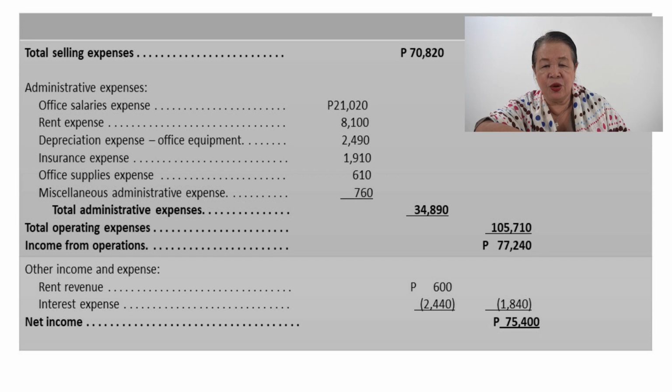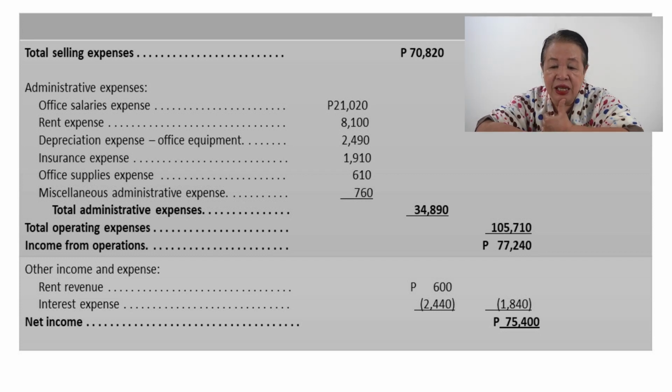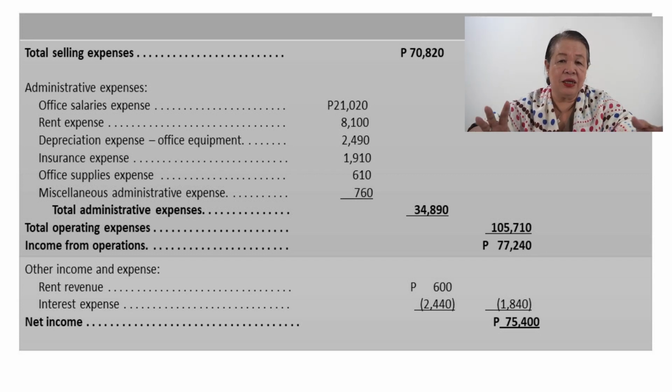So, we have income from operation of 77,240. Okay, so paano natin i-compute yung income? Sa individual ito, meron tayong tinatawag na tax rates ngayon under the train law, and the first 250,000 is exempt. No? So, other income and expense, meron siyang rent revenue na 600, meron siyang interest expense na 2,440. No? So, magkano na lang ngayon yung net income? 75,400. No? So, more or less, meron na po tayong sample sa inyo ng financial statement. So, income statement. No? Mas nauna po siyang ipiprepare kayo sa balance sheet.